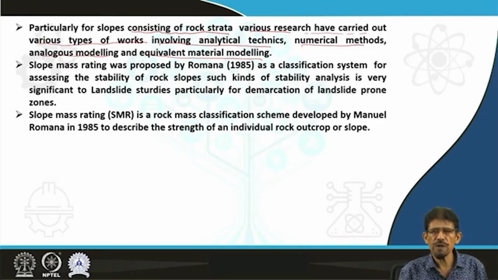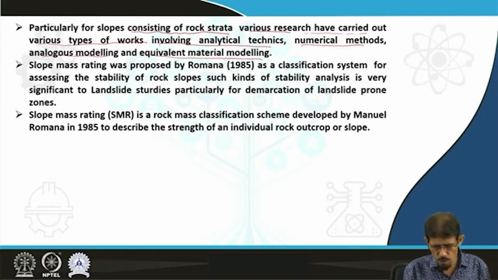The RMR system initially had 6 parameters, but the basic one has 5 parameters, including the rating for uniaxial compressive strength, rating for RQD, rock quality designation, proposed by Deere et al. very early, and then the next parameters are rating from joint spacing, rating from joint condition, rating from groundwater, etc. In this way, Romana categorized different types of slope by using some adjustment factors.